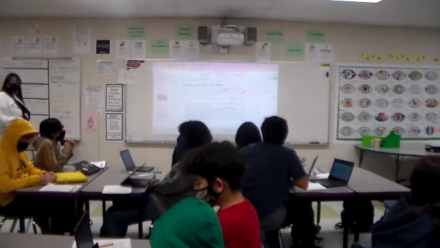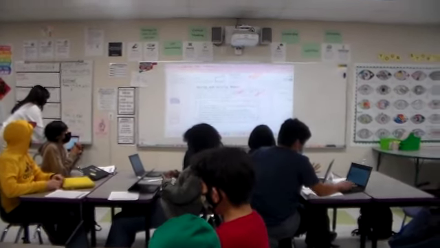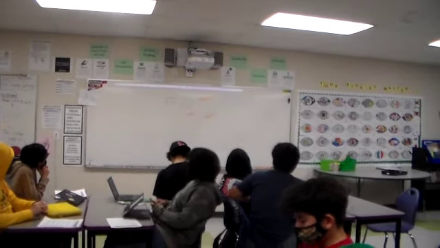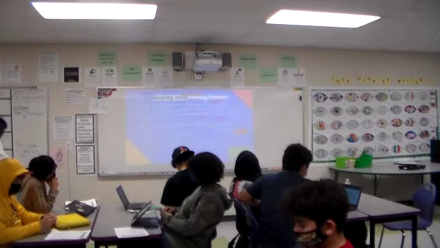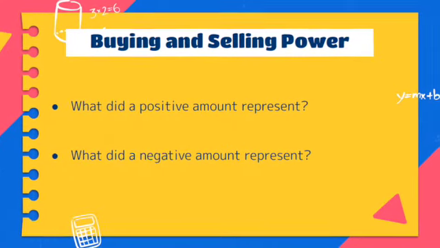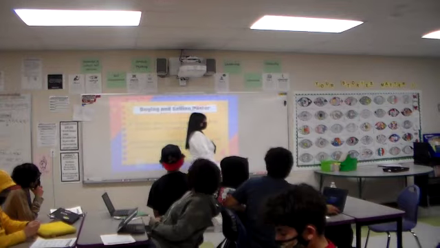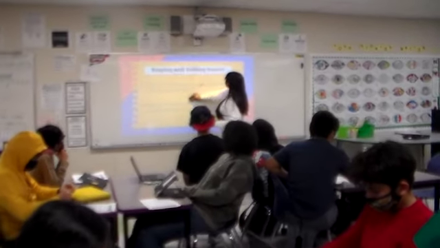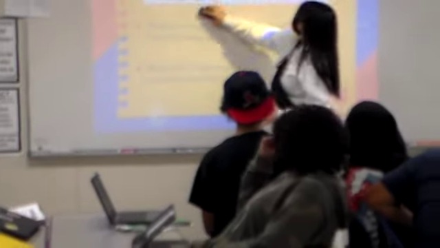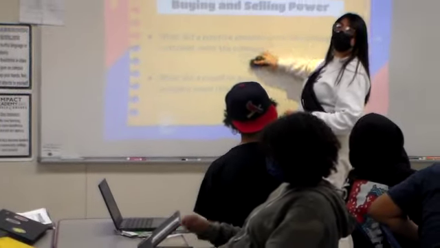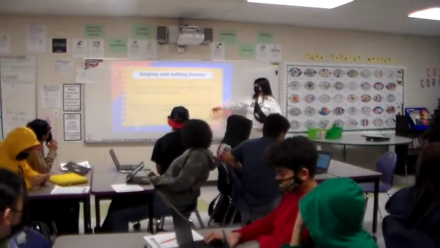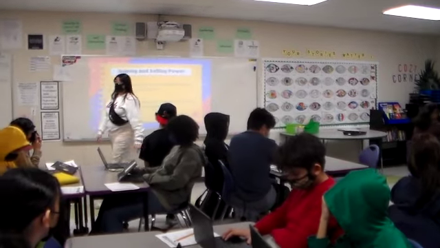So if we take a look up here, what did our positive numbers represent? Go ahead, Eric. How much they charge. How much they charged us, we agree with that? Yeah. And then the negative was how much we got, right? How much money the company owed us, the customer.